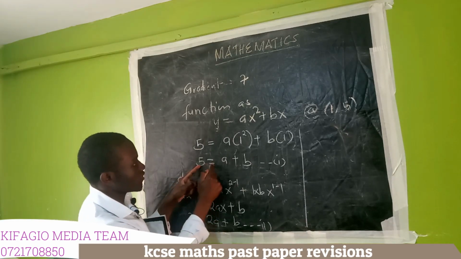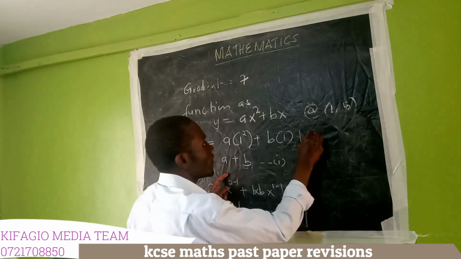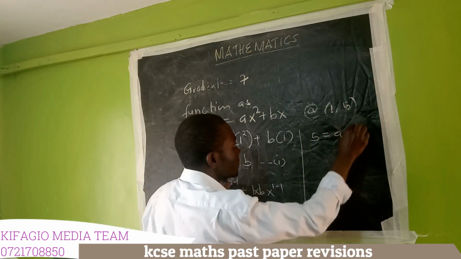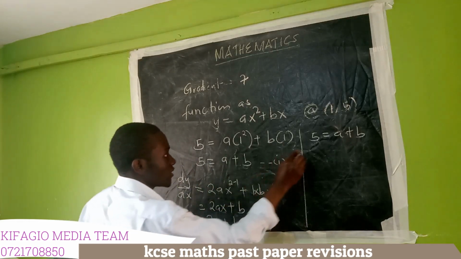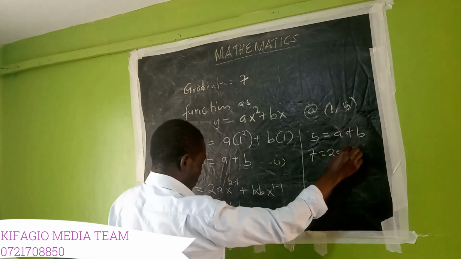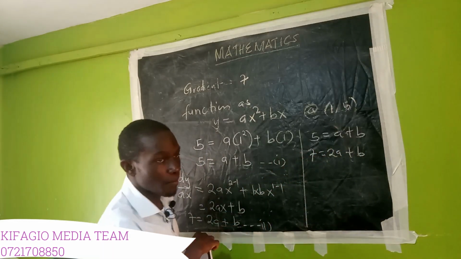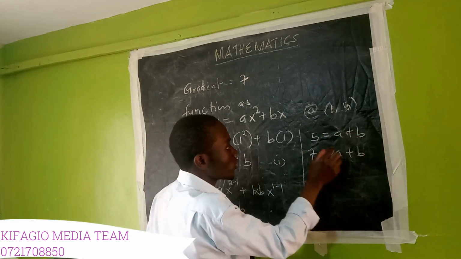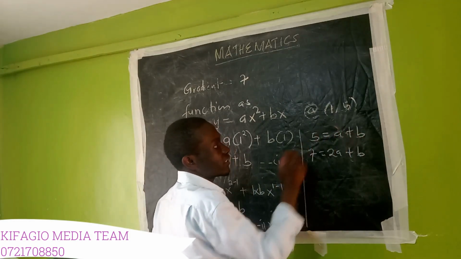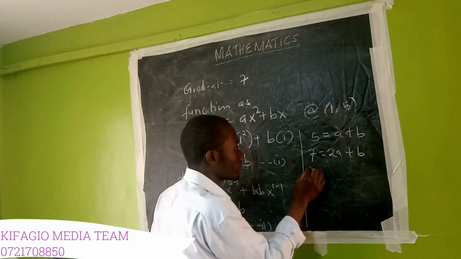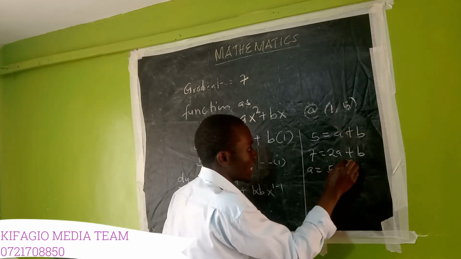That is, we have 5 is equal to a plus b, and we have 7 is equal to 2a plus b. So class, you can make either a or b the subject in any of these equations. Let me make a the subject in equation 1. I will have a is equal to 5 minus b.